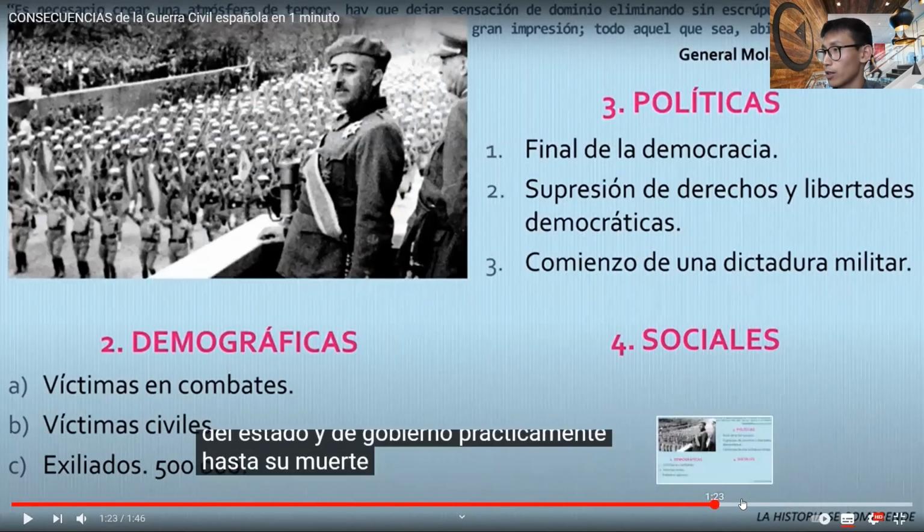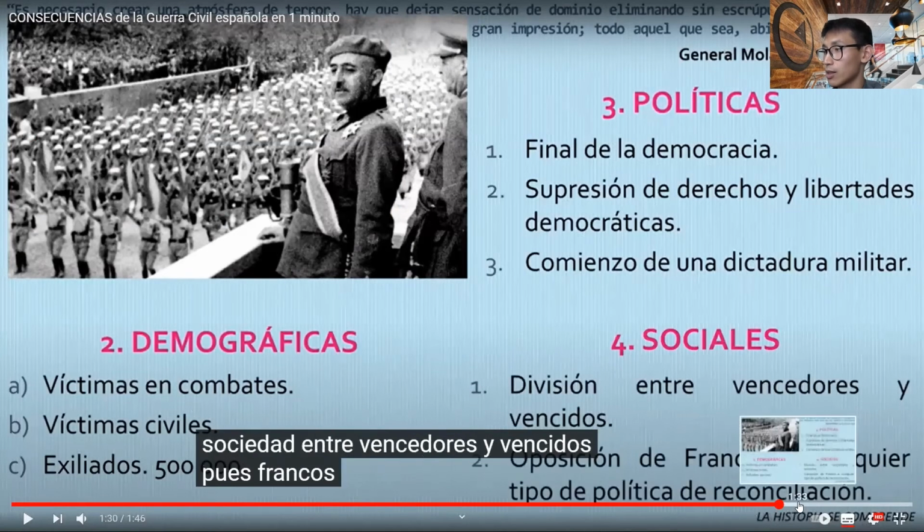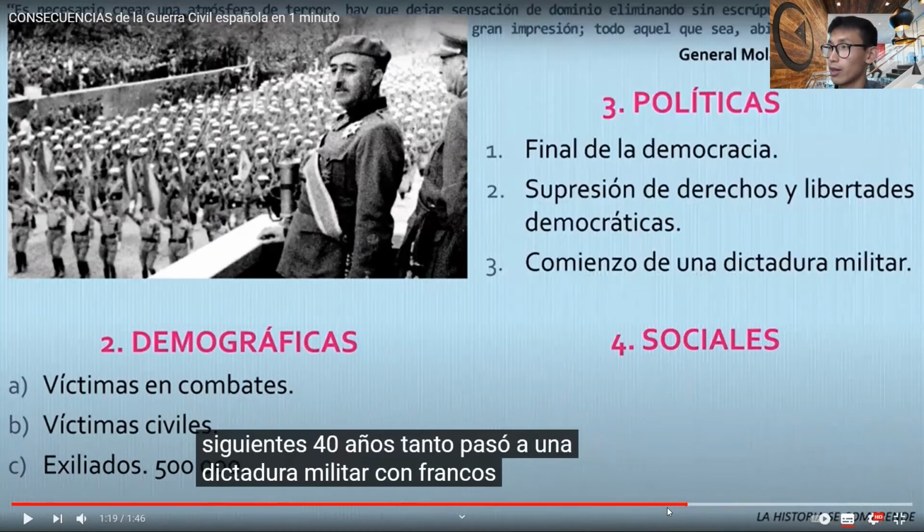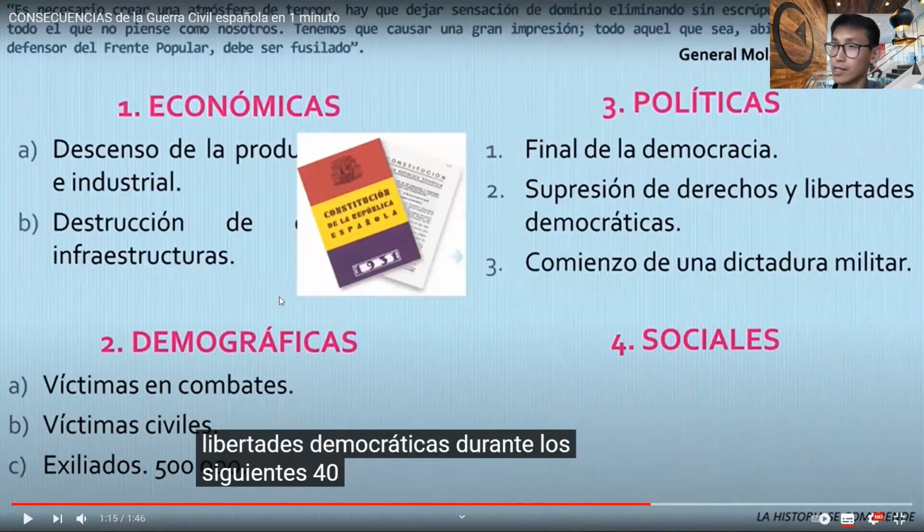Yep. So if we look at this, obviously economically, a lot of the infrastructures were destroyed, and basically a lot of the wealth of Spain was destroyed as well. And then a lot of people obviously died, so that was the second point, the demographics. And a lot of people also exiled to escape from the punishments enacted by Franco once he took power.